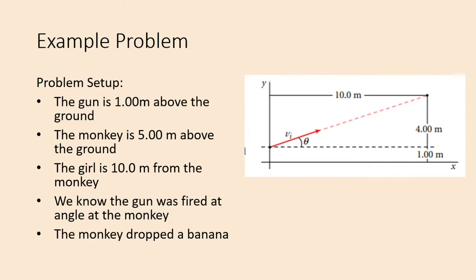For our problem setup, notice the black dotted line, which shows that the zookeeper's gun is being shot from 1 meter above the ground. The monkey is 5 meters above the ground, but because we're shooting from 1 meter above the ground, we're actually looking at a difference of 4 meters. We know the monkey drops a banana, and obviously the tranquilizer gun was shot at angle theta.